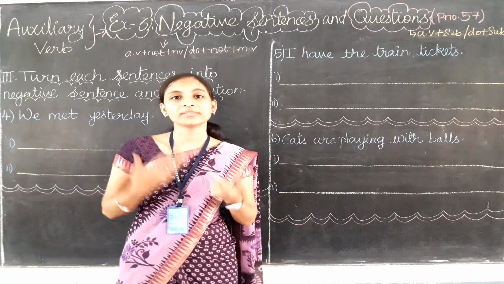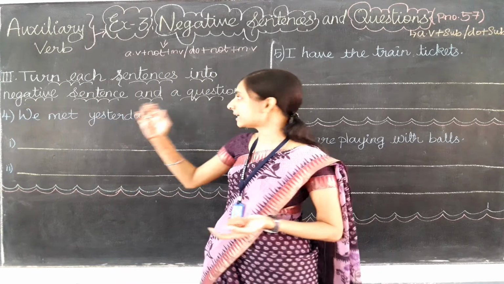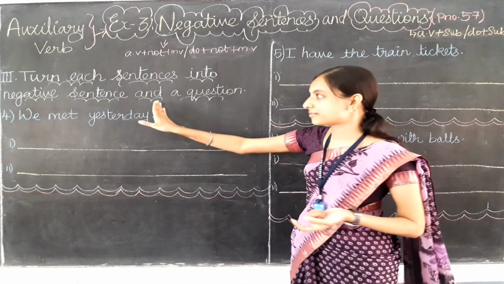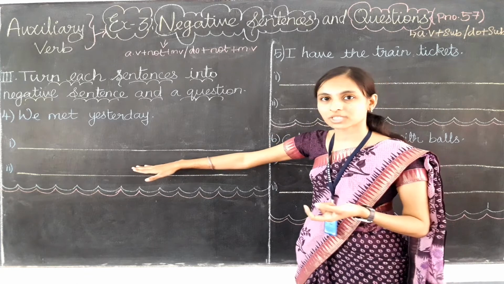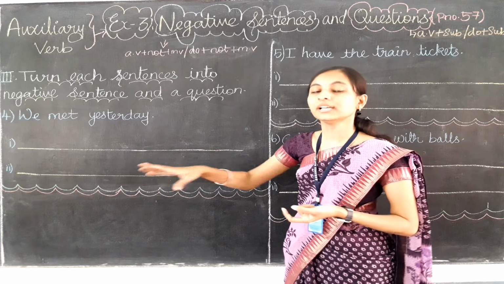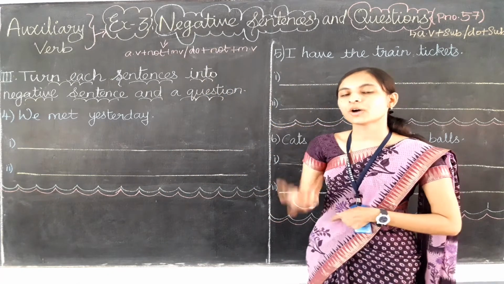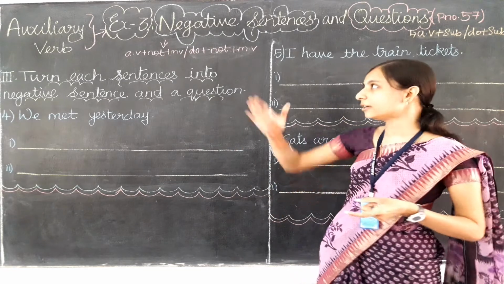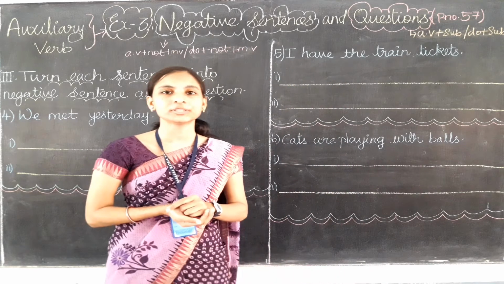So what we need to do: turn each sentence into a negative sentence and a question. We need to change this sentence, we met yesterday, into the negative and also the question. That is why I have written 1 and 2. Two dashes are here. We need to make it into negative as well as the question. So how can we make a sentence into a negative sentence? Yes, by adding not. By adding not in a sentence we can make it into the negative.